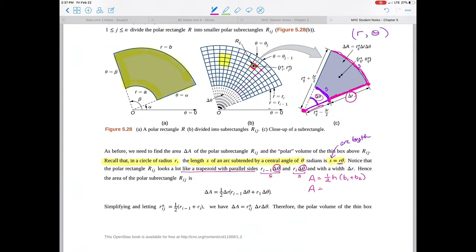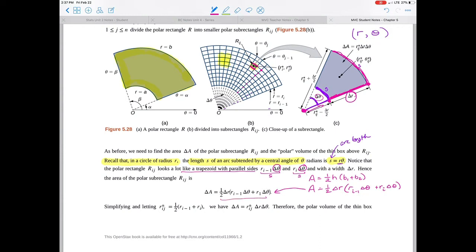So we're going to change this to be 1/2 delta r, and B1 is the first S, and B2 is the second S. So it's R I minus 1 delta theta plus R I delta theta. And that formula is this formula right there. That's the exact same formula. So that's how they went from the trapezoid geometry formula to the one in terms of this picture that we're dealing with up here.